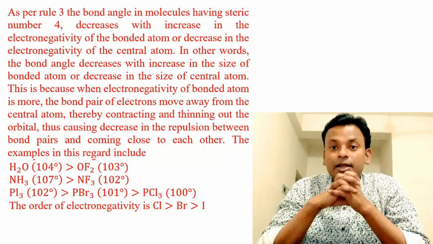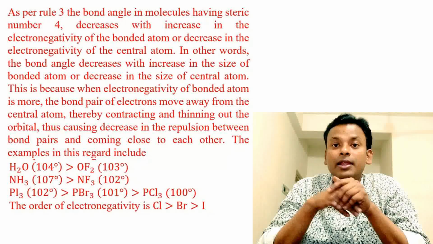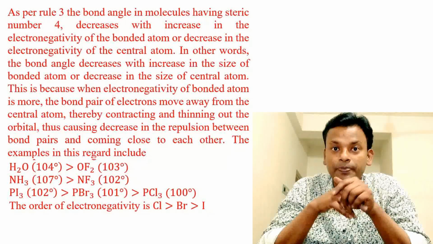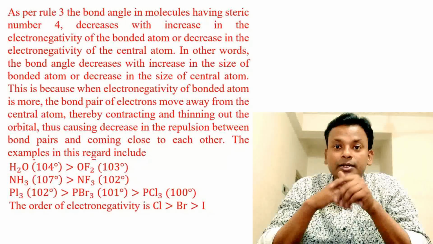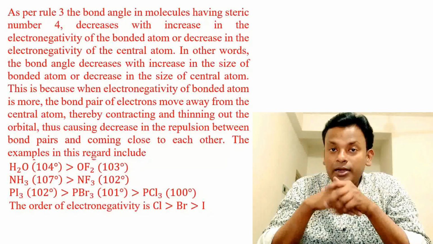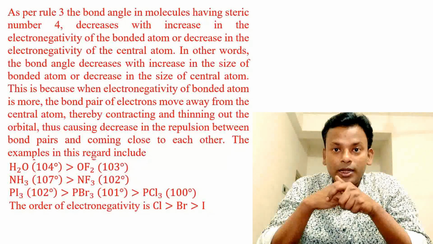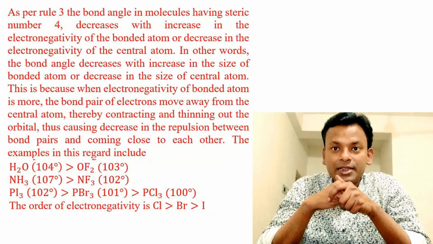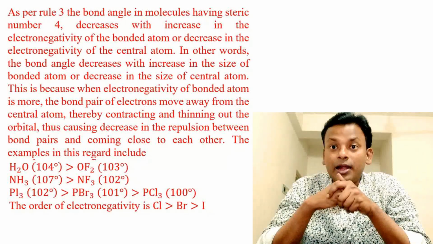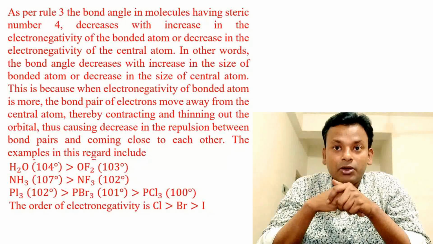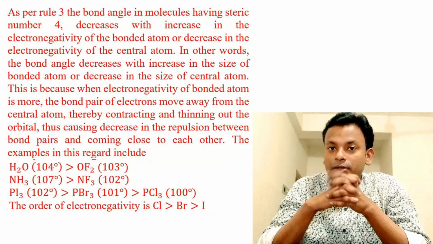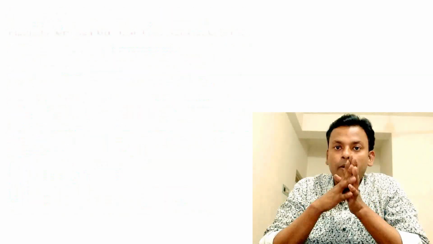NH3 is 107 degrees, greater than NF3 at 102 degrees. PI3 angle 102 degrees is greater than PBr3 at 101 degrees, which is greater than PCl3 bond angle of 100 degrees. The electronegativity order is chlorine is more than bromine than iodine.